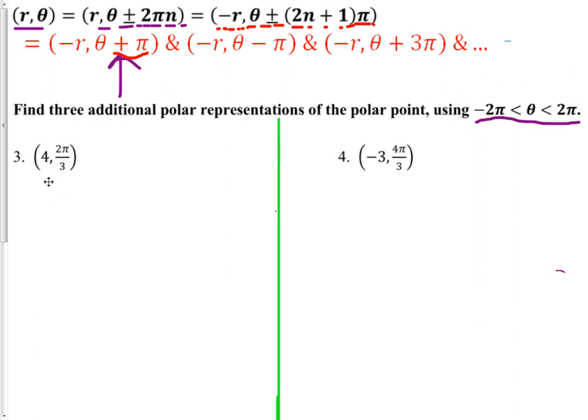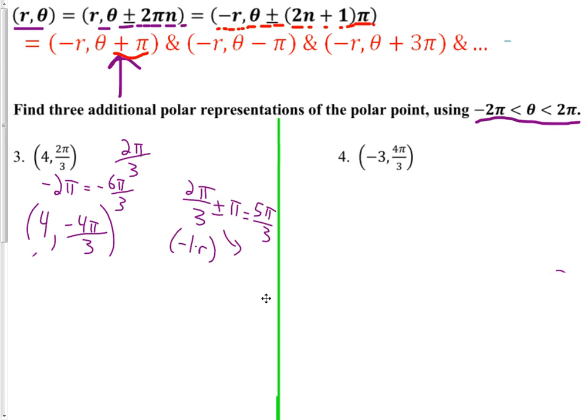For example, this one, my first option would be I'm going to find 4 and then I'm going to subtract 2 pi from it. 2 pi in terms of thirds is 6/3, so 2 pi thirds minus 6/3, and I will get 4, -4 pi thirds. This didn't change because we were adding or subtracting by an even number of pi. Now when I switch it to an odd number, that will make it like plus or minus pi over here.